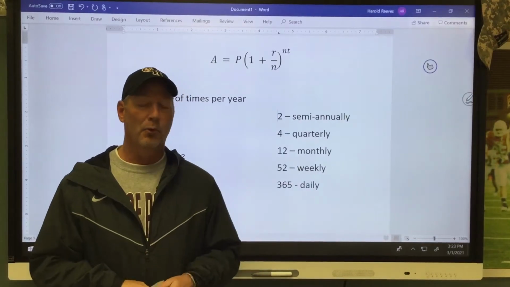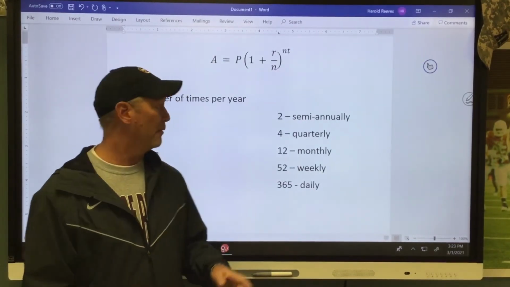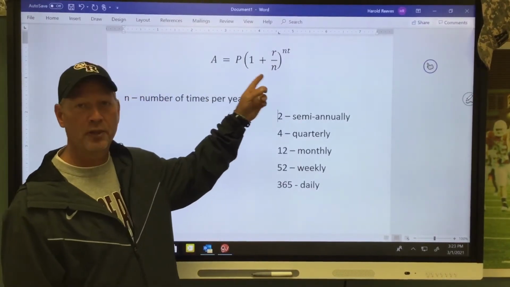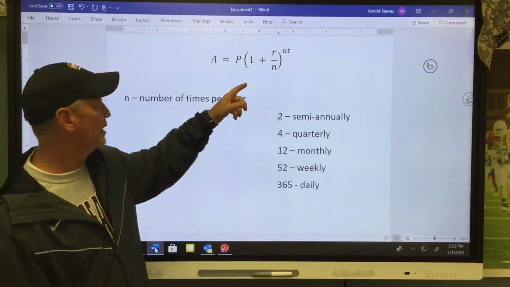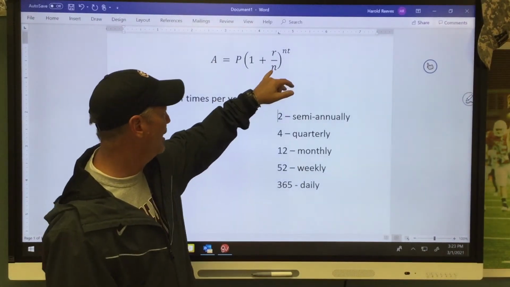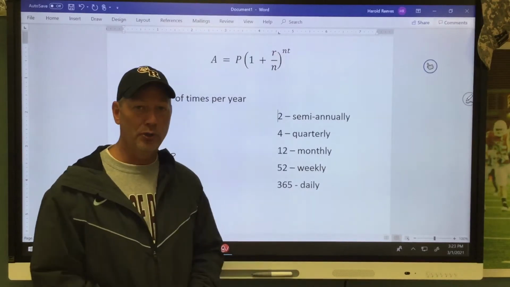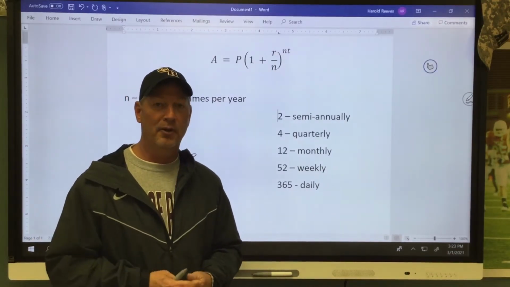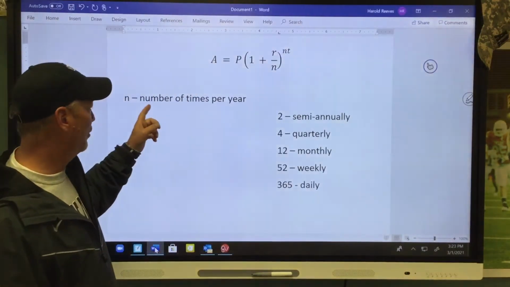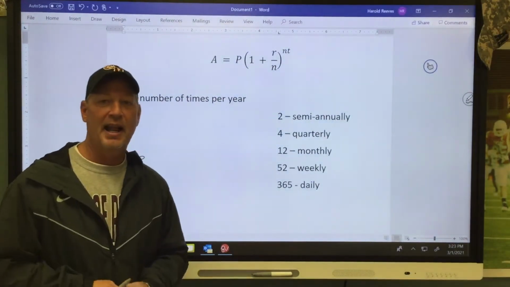Today we're going to talk about compound interest, and then we're going to talk about compounded continually. But right now on compound interest, it's going to be very, very similar to growth and decay. But the one thing that is different is this variable N. That's new. And what does N mean for us? It talks about the number of times per year that it happens.